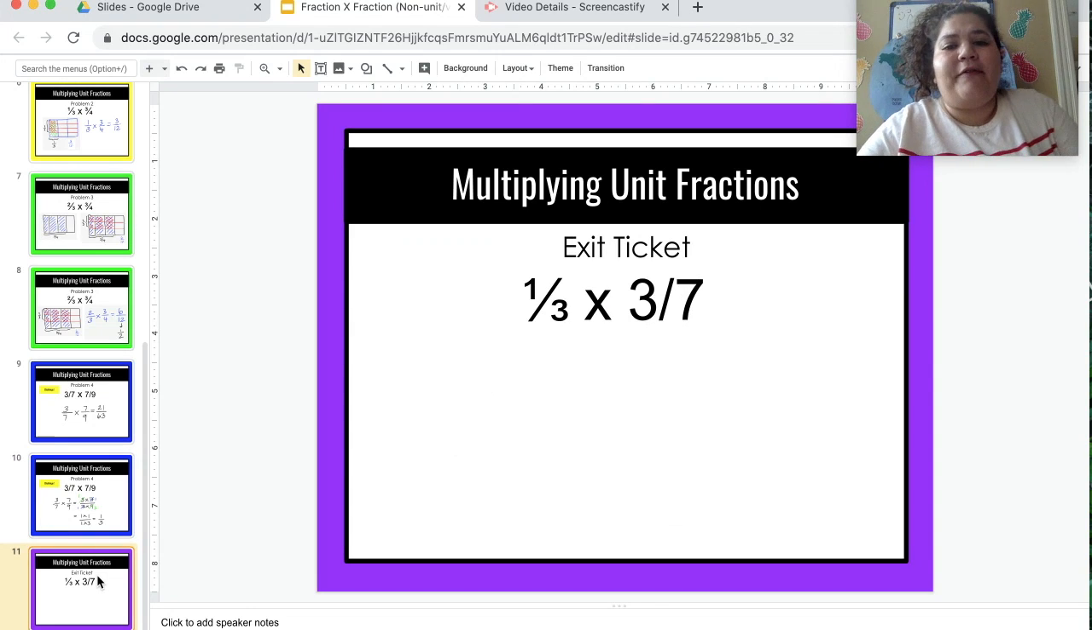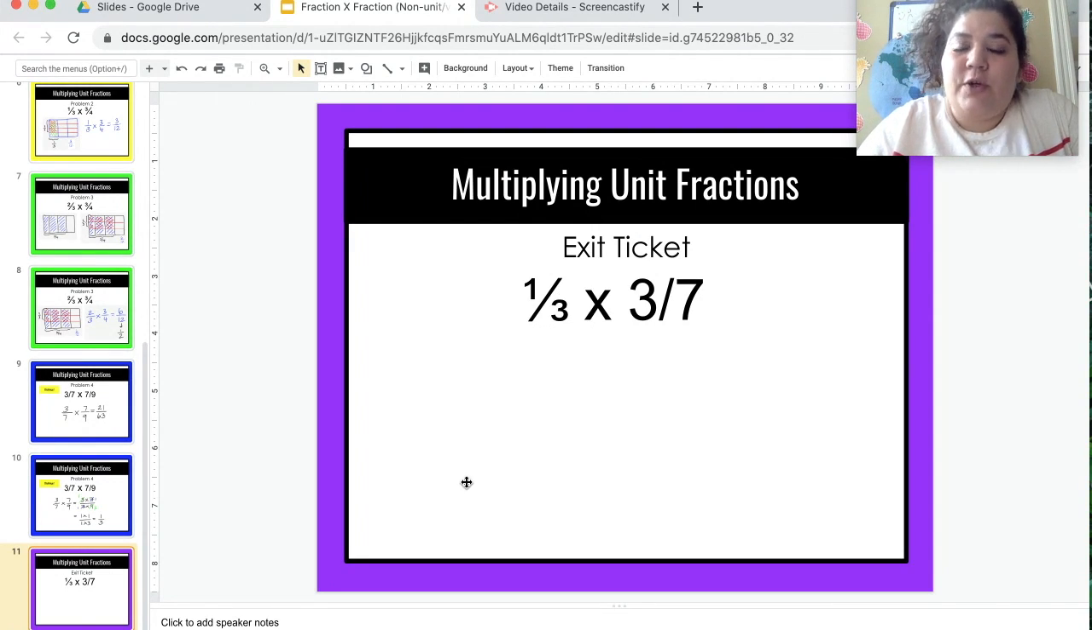So all that you have left to do today is your exit ticket. The exit ticket is 1/3 times 3/7. Again, you should be solving both visually, so using an area model, and also numerically, like we've been doing with all the other problems. Good job.